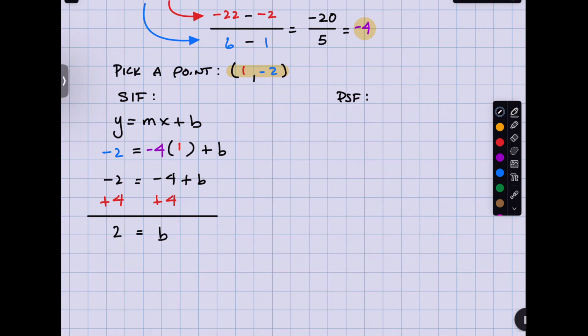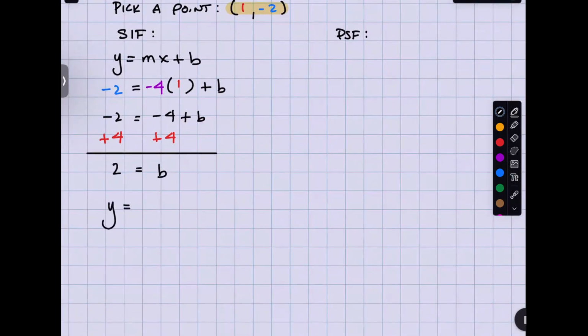All right? So there is SIF. Once I find b, I rewrite the equation. Y equals -4x plus 2. Pretty easy? Not too bad? All right. So be careful with what the question is asking for, though, right? If the question is asking for the equation of a line, you're finding the equation of a line. But if it's asking for slope, don't find the equation of a line. Does that make sense? Make sure you're answering the question, right?